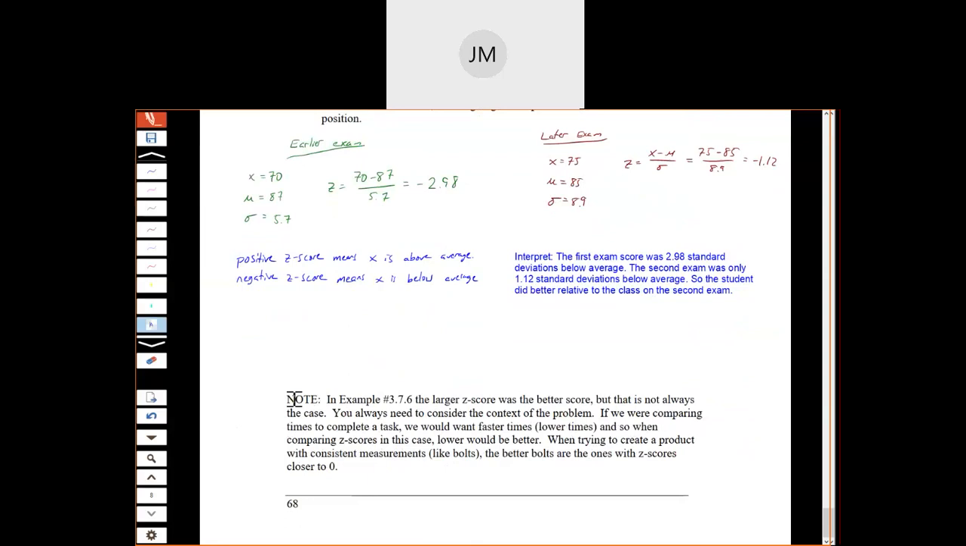Oh yeah, and this note is really just what I was just saying there verbally. So we have to be very careful about context. All right, I think that that's it for this section. Any questions?